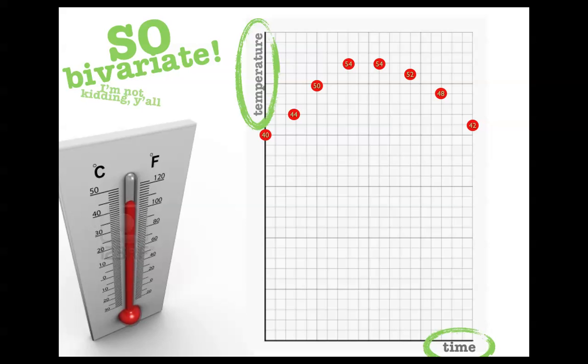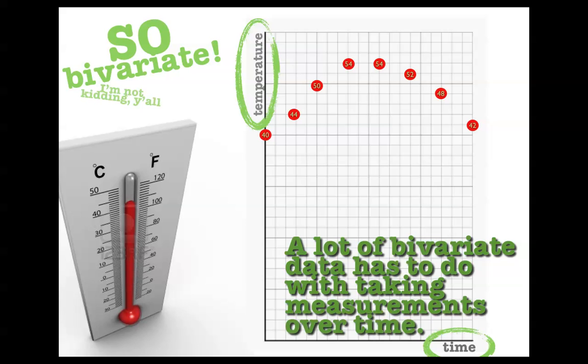So bivariate data can take a lot of forms. It's just any situation where you are finding out two variables. By the way, a lot of bivariate data has to do with taking measurements over time. So a lot of our example problems will use time on the x-axis and then temperature on the y-axis or other things on the y-axis. So anyways, that's pretty much all we have to say about bivariate data.